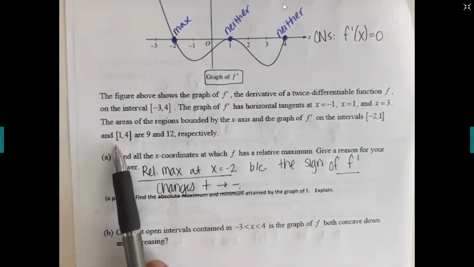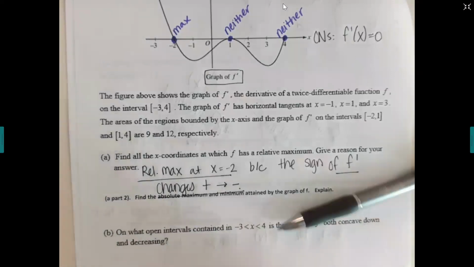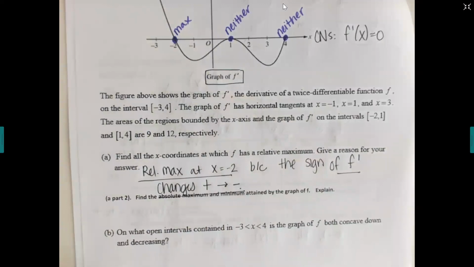Okay. Next question says, find the absolute maximum attained on the interval. Okay, and then look up here. It gives us our, I actually don't think that goes here. I don't know why that's here. Okay, cross out that one, go to B. Like that got put on the wrong question.